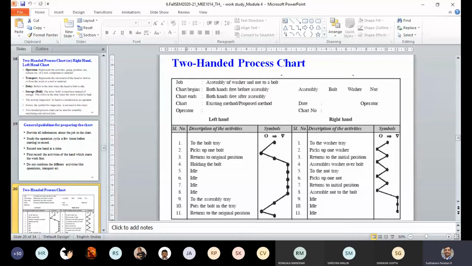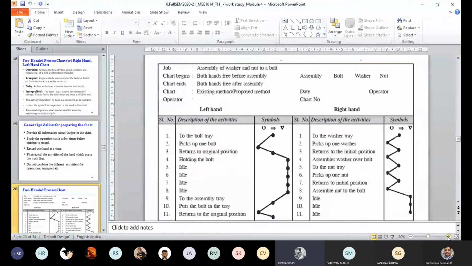Is it clear? Excuse me, sir. Hello, sir. Yes. So in the left hand tenth number, it is written that puts the bolt in the tray, right? I could not hear properly. So in the left hand tenth number, it is written puts the bolt in the tray. It's after assembly, right? After assembly, yes. Okay, sir. What is your doubt? It is just written that push the bolt. I thought it's without assembly. No, no. Just keep the bolt in the tray. That's all. Okay, sir.